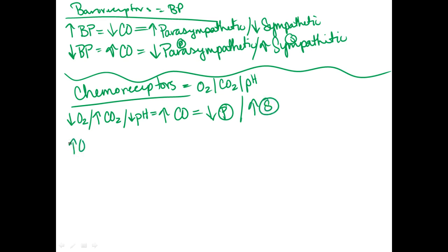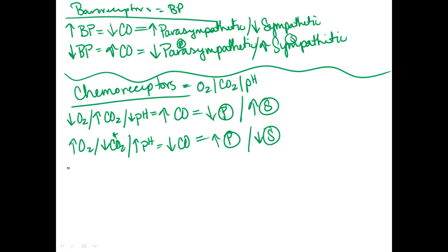If you have too much oxygen, or vice versa, not enough CO2, which in this case is the big problem because your blood would be too basic, we need to decrease cardiac output because we want to stop losing our CO2 if we don't have enough as it is. And we do this by increasing parasympathetic stimulation and at the same time decreasing sympathetic.